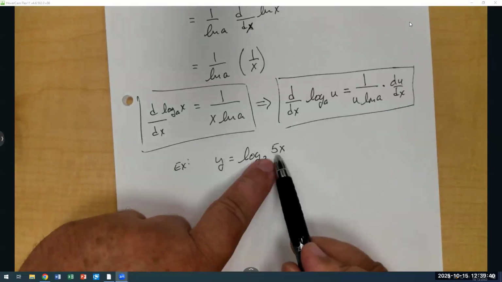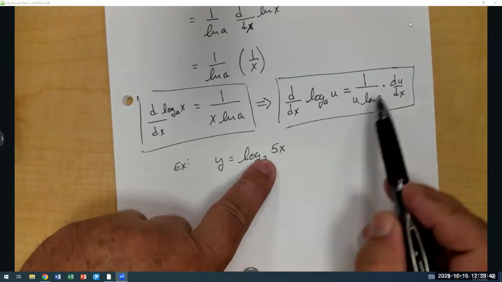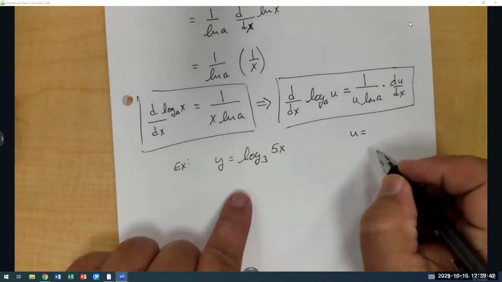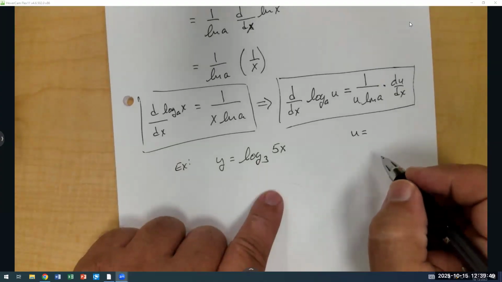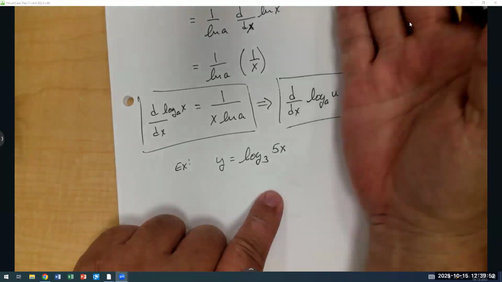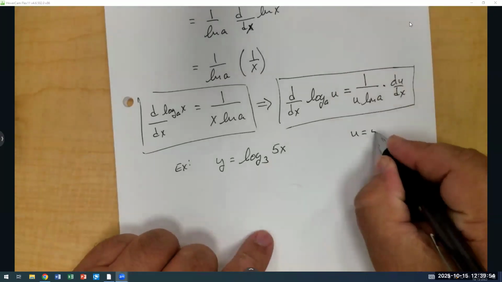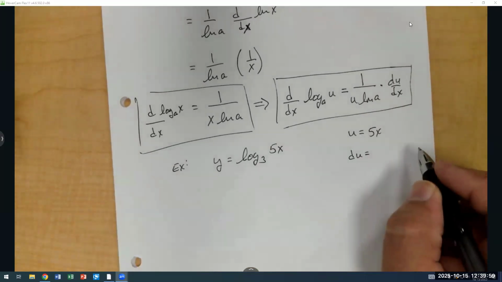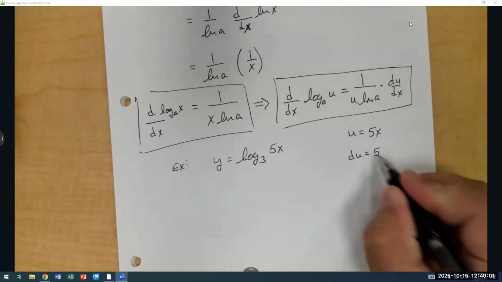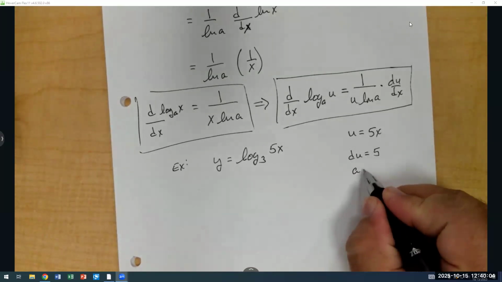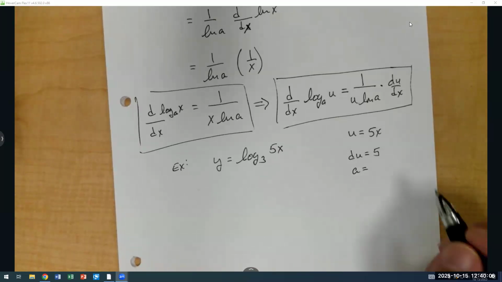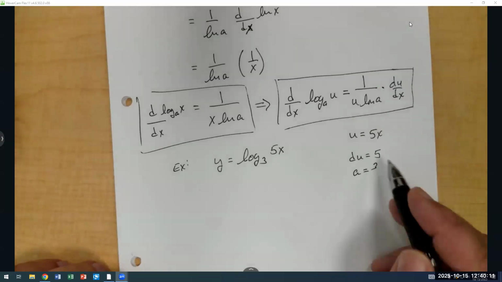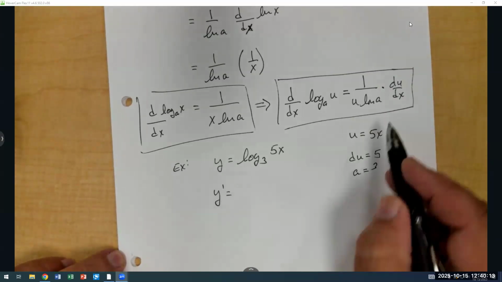Because since we have a u factor here, we use this equation. What is u? Out of this equation, what is u? Looking at this, it's 5x. So what would du be? 5. What's a? 3. It's the base. Once you label these, the derivative is done.